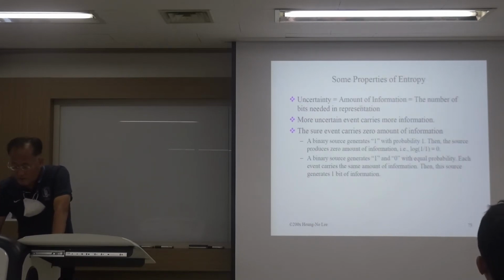So uncertainty is the amount of information, that is the number of bits needed in representation. That's where we are getting it. The number of bits that you need in representation. We will get to this later on. A more uncertain event carries more information. I have covered that. The sure event carries zero amount of information. We have covered that.